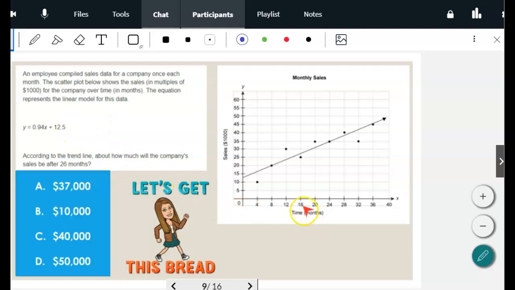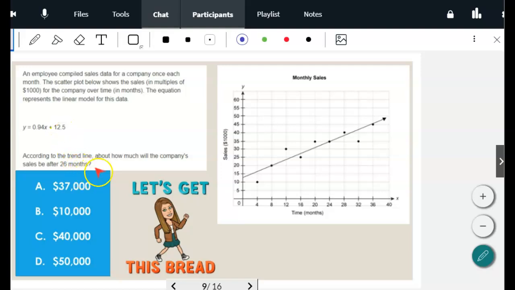So here's our months, and this is the sales per 1,000. So if this was hitting at the 10, that would be 10,000. All right, it's right there in the middle, and that's what the 12.5 is, which is actually 12,500.